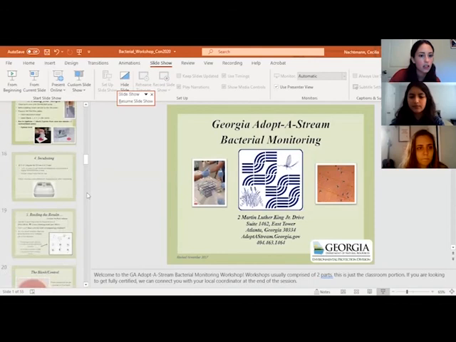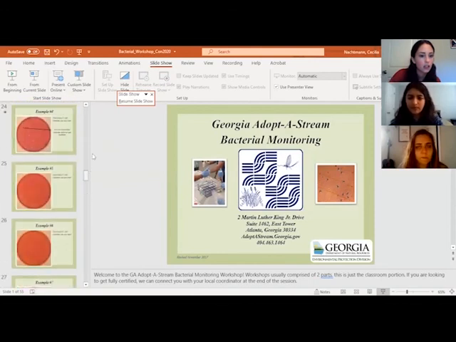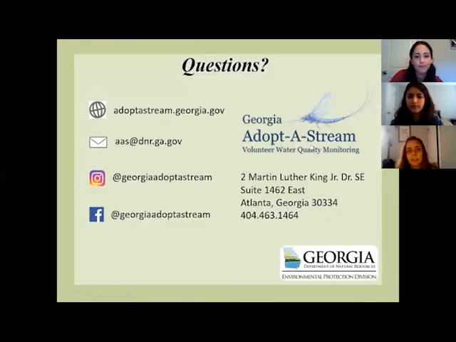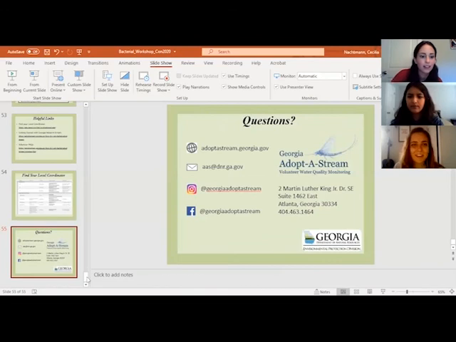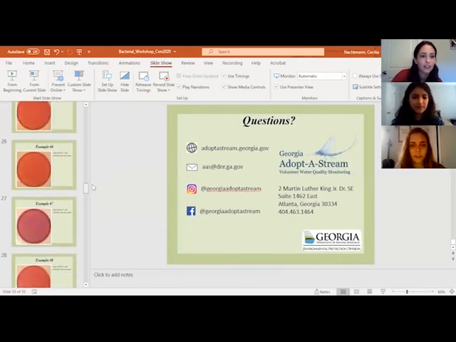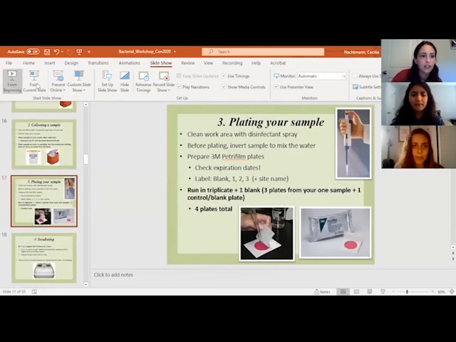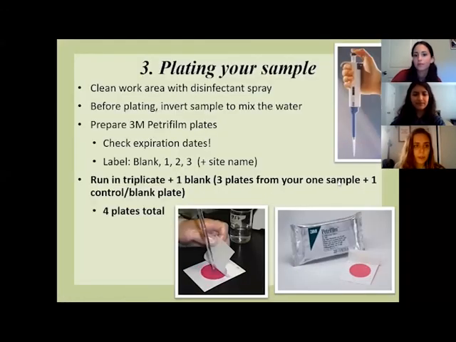Latasha wanted us to go back to the third step of plating. That's plating your sample. She said she just kind of wanted to look over that slide really quick. There we go. And yes, there is a place on our website where you can access those. If you go to Georgia Adopt-A-Stream, or adoptastream.georgia.gov, and you go to workshop presentations, it's under materials and resources, you can access all these PowerPoints there as well, Latasha.